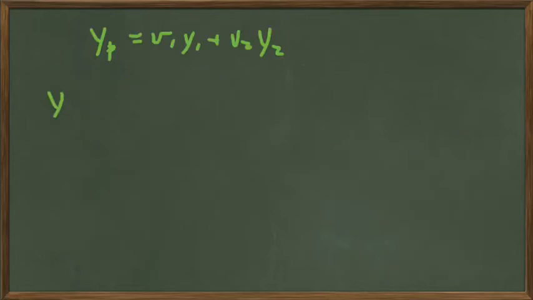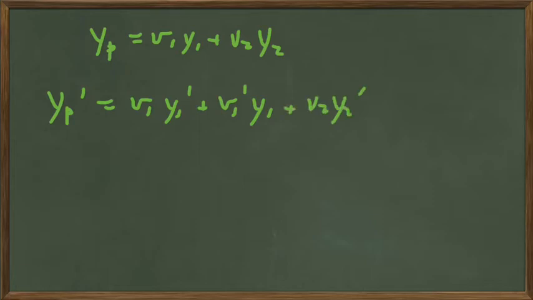So by the product rule, yp prime would equal v1 y1 prime plus v1 prime y1, first times derivative of second plus derivative of first times second, plus v2 y2 prime plus v2 prime y2. Now it turns out when you're solving differential equations, there are theorems that you prove in a more advanced course that say when you find the solution to the differential equation, that solution is unique.